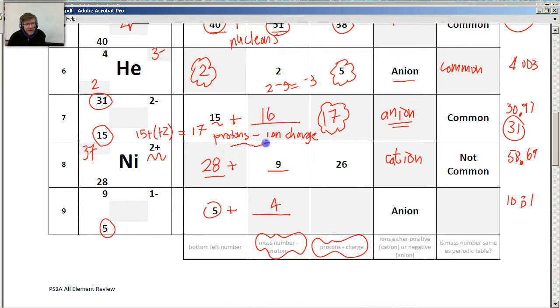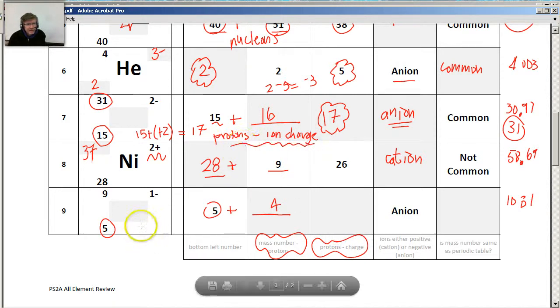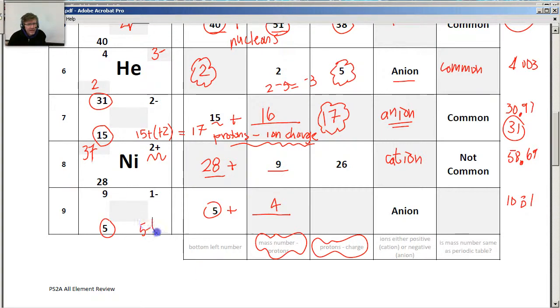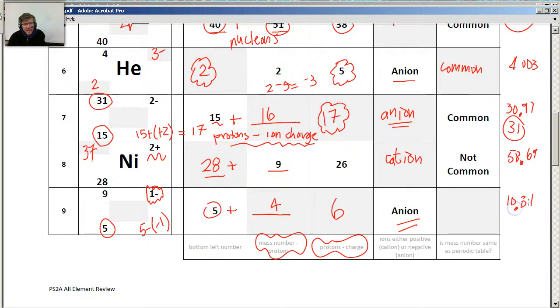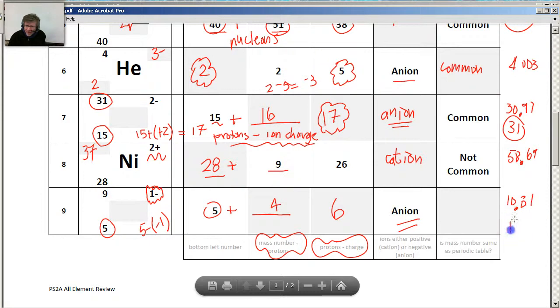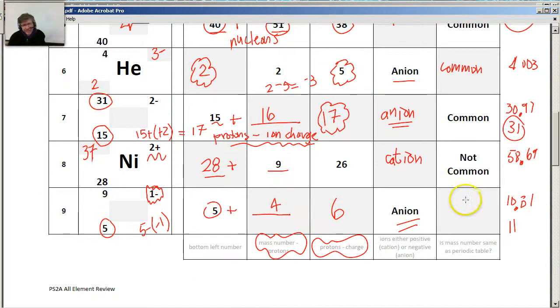We did that right here. Protons minus the ion charge. So 5 minus a minus 1 equals 6. 6 electrons means I have one more electron than proton. It means I have a negative charge. Means I have an anion. Is this the common isotope or not? Well, I know the atomic mass is 10.81, which is almost 11, which is nowhere near 9. Not common. And Mr. Weisenfeld forgot to write the boron symbol. So boron's atomic symbol is B.